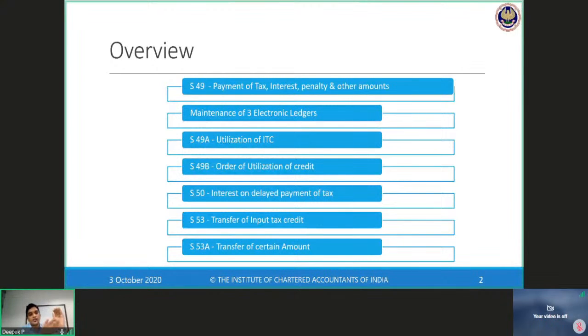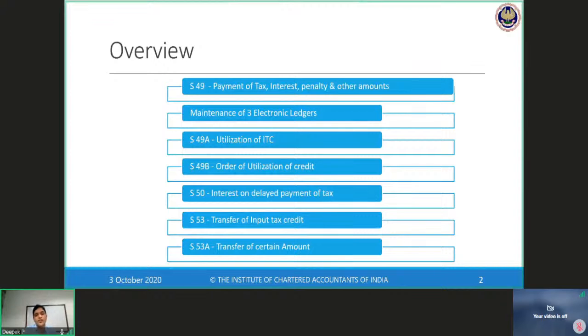So SGST law will give the mechanism for set off of SGST credit, and 49A and 49 will give utilization for these electronic cash ledger and the utilization of IGST, CGST and SGST. So the utilization part is given in section 49 itself. There was no need for 49A. 49A and 49B are to clear the confusion and bring more transparency to the taxpayers.